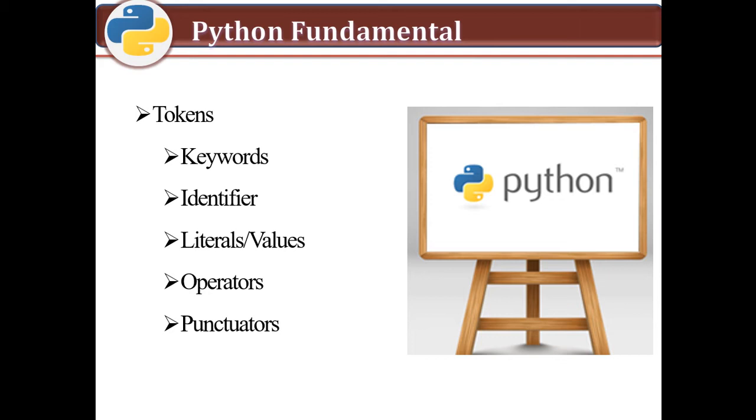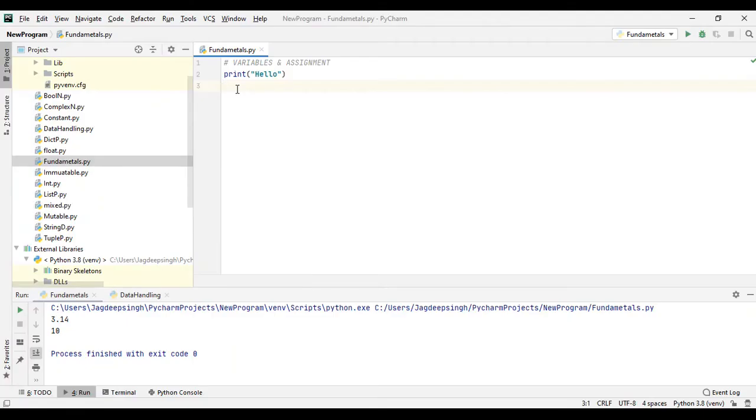For example, we are using round brackets, square brackets, and curly brackets. These are all punctuators which we use in our programming language. So let's learn how to write a program with the help of these operators. Here we have a first program, print hello, which we have already done in our previous session. Let's review our first program, print hello.